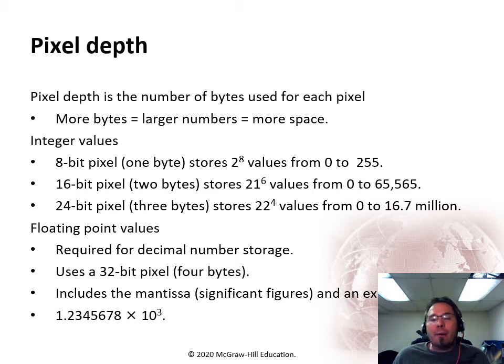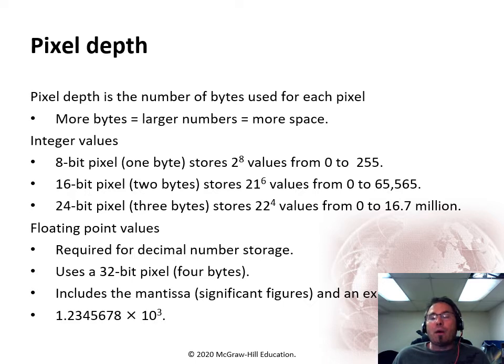The higher the number, the more values you can have in terms of accuracy. For example, an 8-bit pixel can only have values 0 to 255. So that would be a black and white image. 0 is black, 255 is white. 16-bit stores up to 65,000 different values. All right, and then you go up from there.